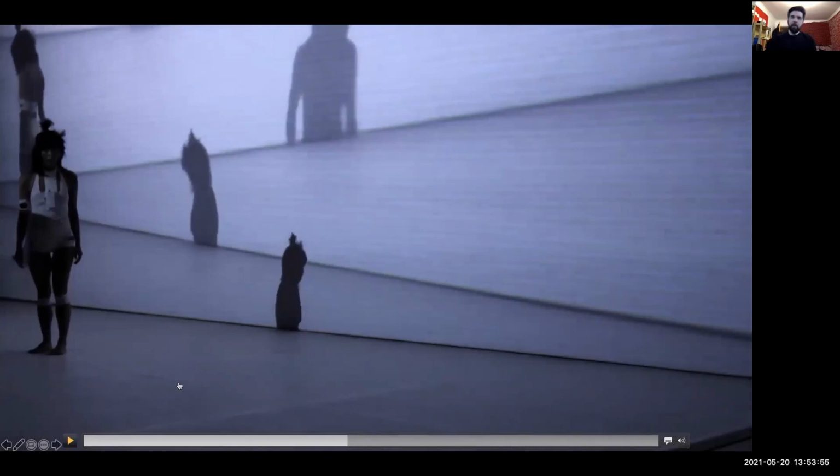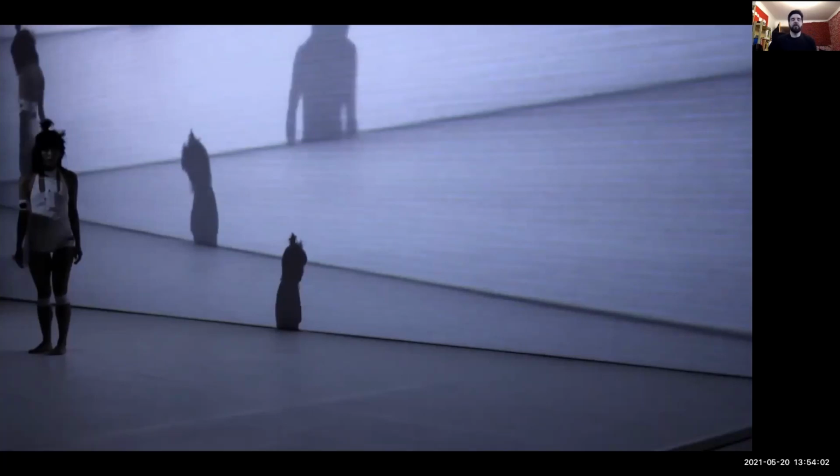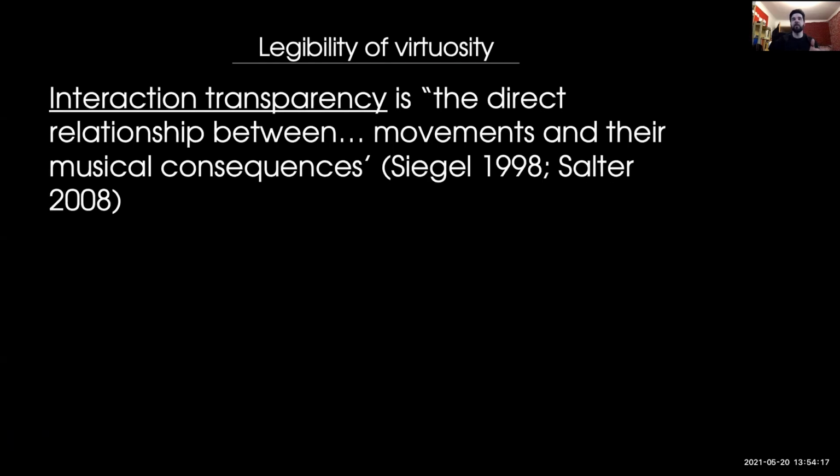So, of course, Physica's work is very impressive, but what I'm trying to understand, and I'm sure many of you as well, is what is the connection between movement and the resulting manipulation or creation of sound and visuals. And this is what researchers in interactive performance call legibility or transparency, which is defined as the direct relationship between movement and the musical consequences.